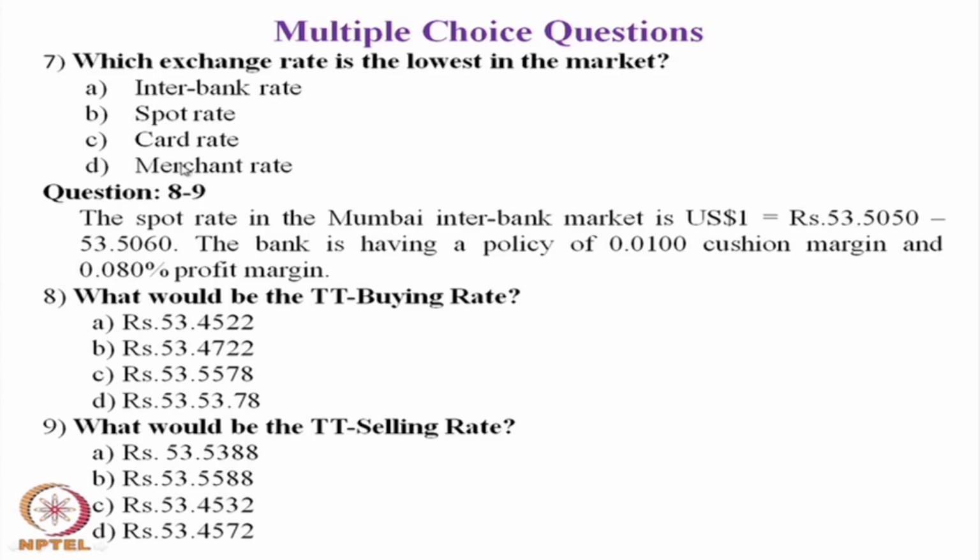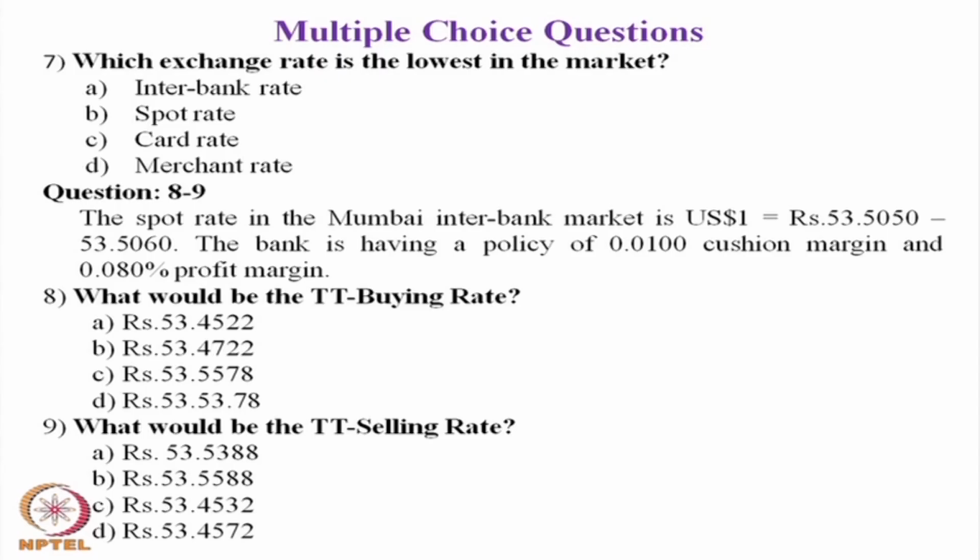For question number 8 and 9, there is a write up for you. You go through the write up and answer the question. Here we are asking what would be the TT buying rate. Who buys TT? Those who have foreign currency. They sell the foreign currency and purchase the Indian rupee. TT buying rate means the spot rate.